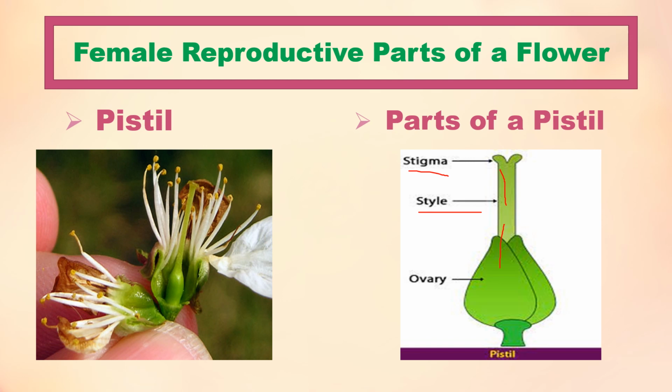Next, ovary. What is ovary? Ovary is the enlarged basal portion of the pistil, a female organ of a flower. The ovary contains ovules, which develop into seeds upon fertilization. The ovary itself will mature. Next, ovule. Ovule is the organ that forms the seed of a flowering plant. It is found in the ovary of the flower.